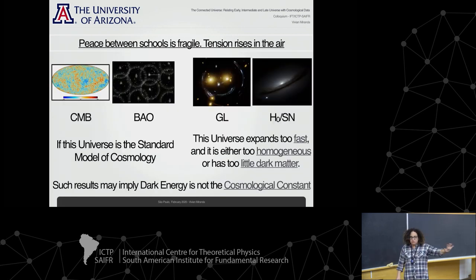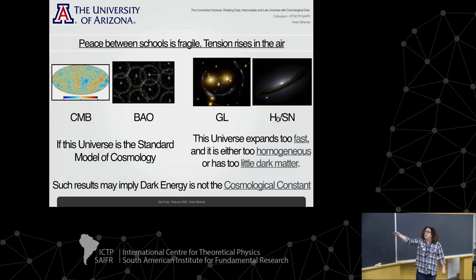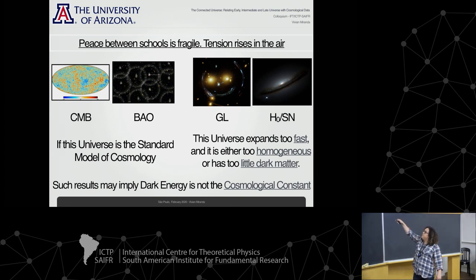Okay, so what I just showed you is that if you believe the universe given by the cosmic microwave background and also the baryonic acoustic oscillations is the standard model of cosmology, then the universe we see from gravitational lensing of optical galaxies, here I'm just showing you strong lensing, we actually use weak lensing, but it's the same in terms of physics, and H-naught and supernova observations, is a universe that expands way too fast, and is either too inhomogeneous, at least on scales of 8 megaparsec inverse, or has too little dark matter.